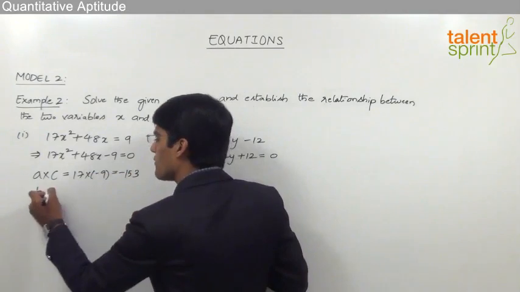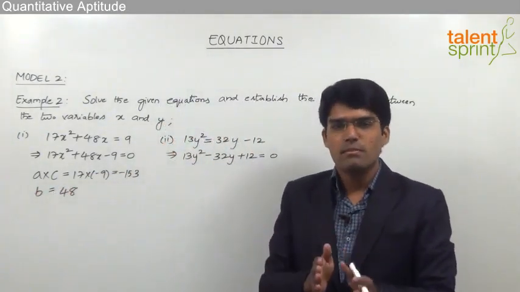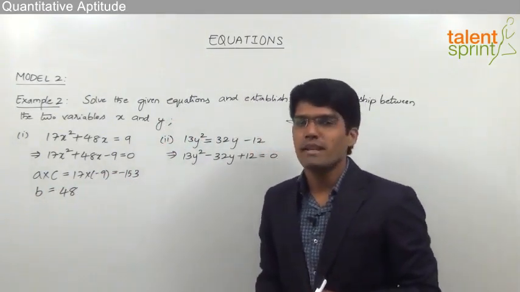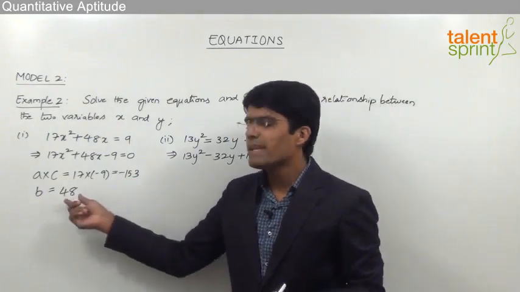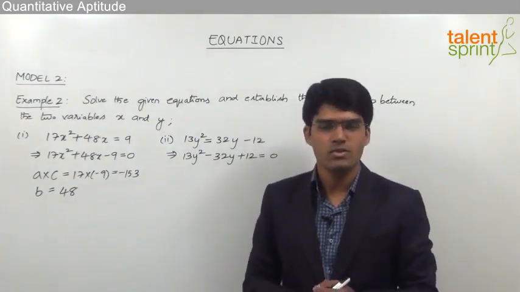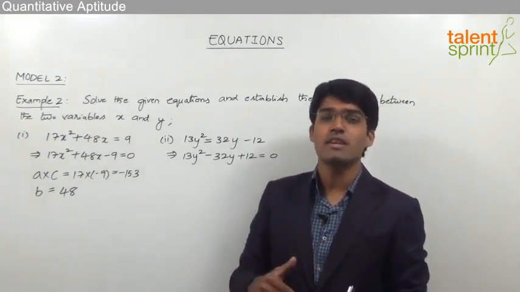and b is equal to 48. So we now have to break up 48 as b1 plus b2 such that the product of b1 and b2 should be equal to minus 153. Now 48 can be taken in infinitely many ways. For example, 48 can be taken as 50 minus 2, it can be taken as 40 plus 8, it can be taken as 45 plus 3 and so on.